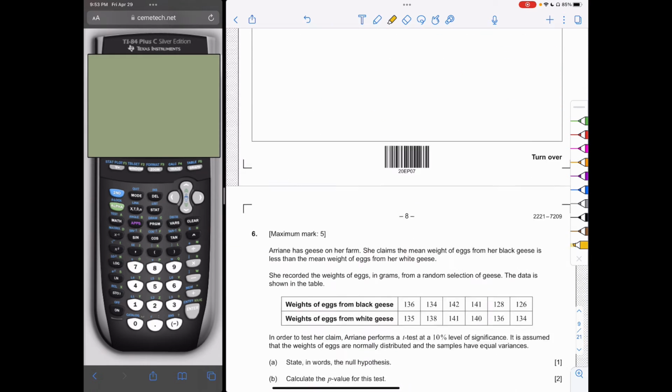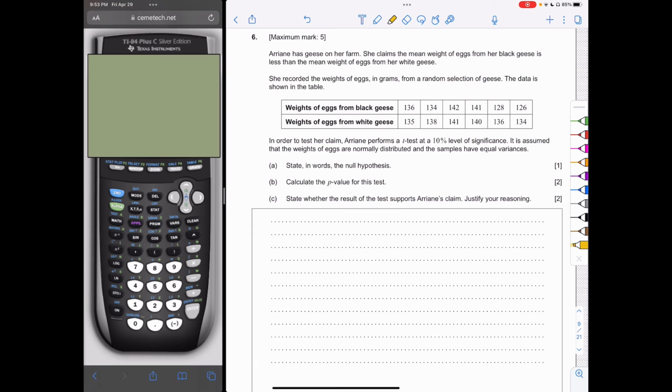All right, so now let's look at number 6. It says, Arian has geese on her farm. She claims that the mean weight of eggs from her black geese is less than the mean weight of eggs from her white geese. So she recorded the weights of eggs in grams from a random selection of geese. The data is shown in the table. In order to test her claim, Arian performs a t-test at a 10% significance level, and it is assumed that the weights of the eggs are normally distributed and the samples have equal variances.